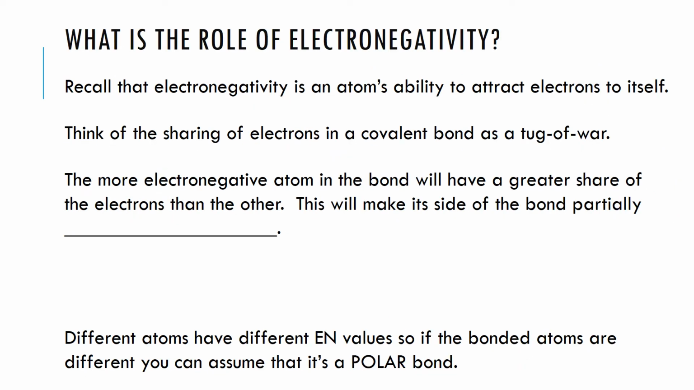So what is the role of electronegativity? Electronegativity is an atom's ability to attract electrons to itself. So I like to think of the sharing of electrons in a covalent bond as like a tug of war. Since electronegativity is the ability to attract electrons to yourself, the more electronegative atom will have a greater share of the electrons. It'll be winning that tug of war. This will make its side of the bond partially negative, and that's because electrons are negatively charged, and so wherever the electrons are, that will be the negative side of the bond.